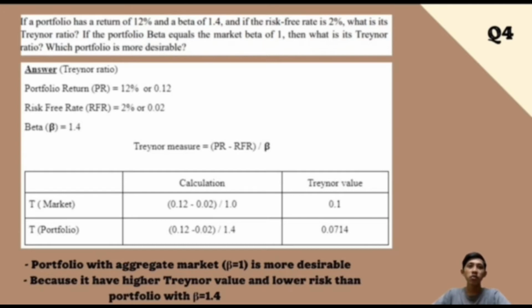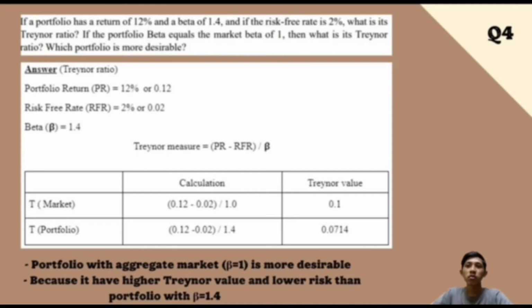For question number 4, we must use the Treynor ratio. First of all, we must identify the PR, which is portfolio return, RFR, risk-free rate, and the last one is beta. The PR for this question is equal to 12% or 0.12, RFR equals 2% or 0.02, and beta equals 1.4. Next, we must know the formula of Treynor, that is equal to PR minus RFR divided by beta.